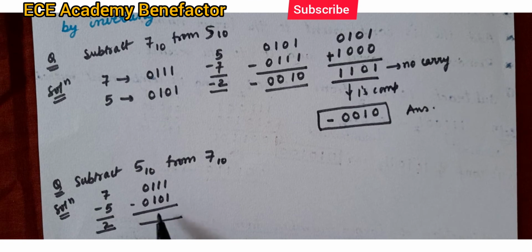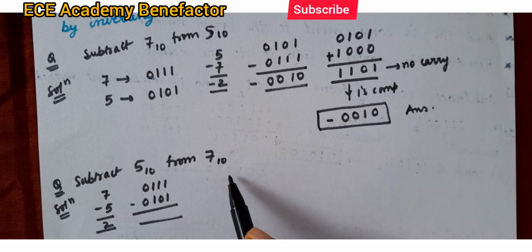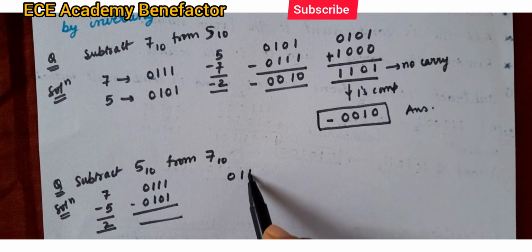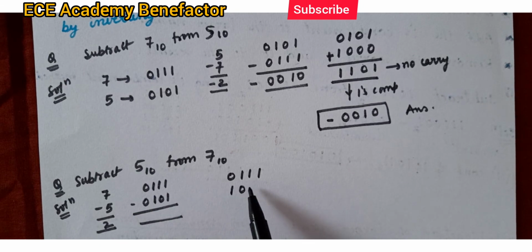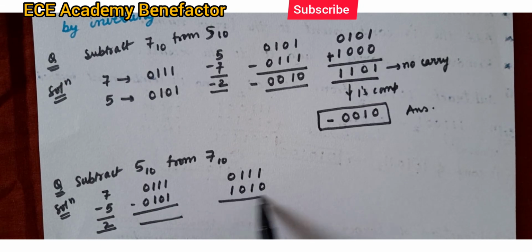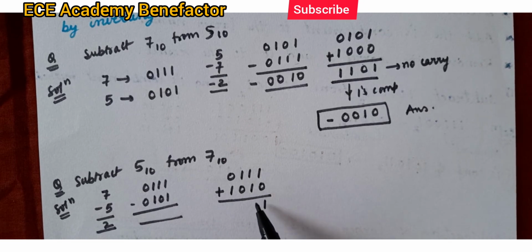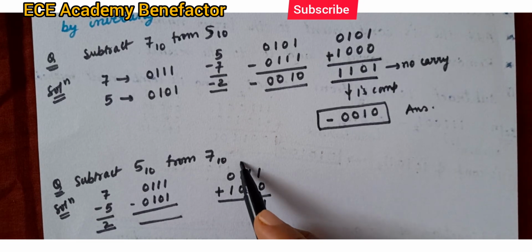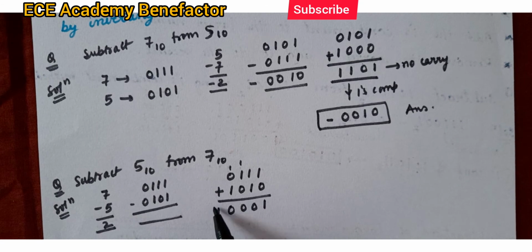So, it is a ones complement method. We have to take the ones complement of this one. 0111, the ones complement of this number is 1010. Add to it. 1 plus 1 is 0 with carry, 1 plus 1 is 0 with carry, 1 plus 0 plus carry is 1. So, we are getting one extra carry.